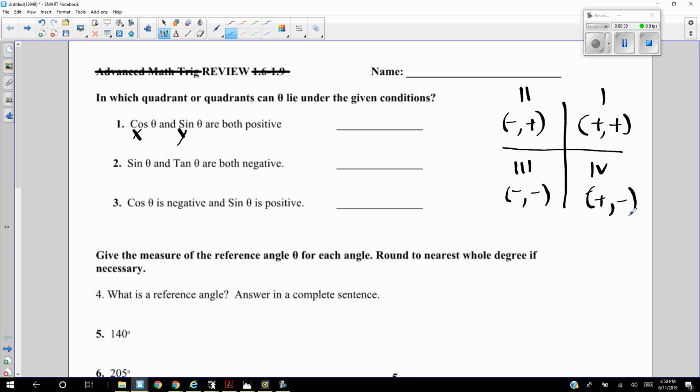So number 1 wants to know which quadrant is cosine and sine both positive in. Well, that's only the first quadrant. In the first quadrant, x and y are both positive.